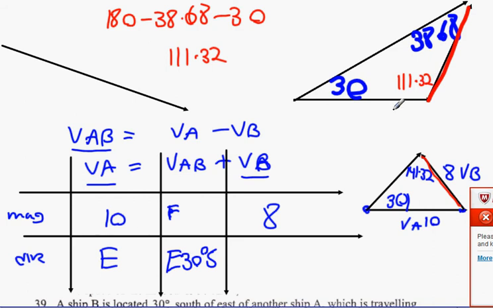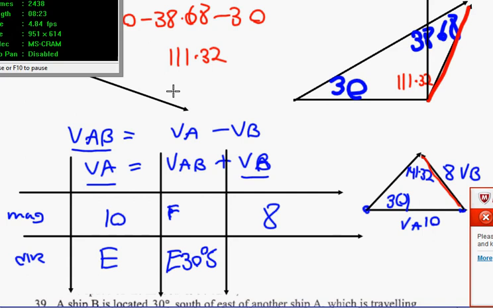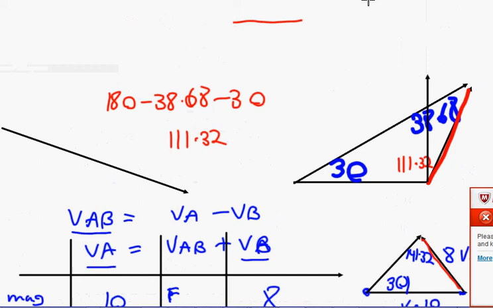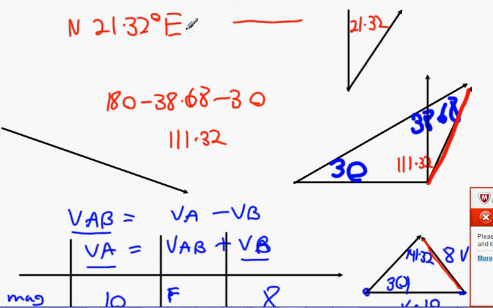Now, what can we say about this angle then? 90 degrees of that would send it directly upwards. Anything over the 90 degrees sends it north that many degrees east. So 21.32, the 21 degrees of it belongs in here, isn't that right? So north 21.32 degrees east. You happy with that?